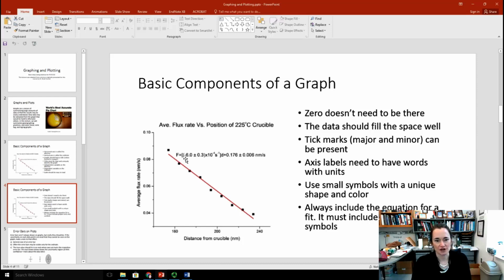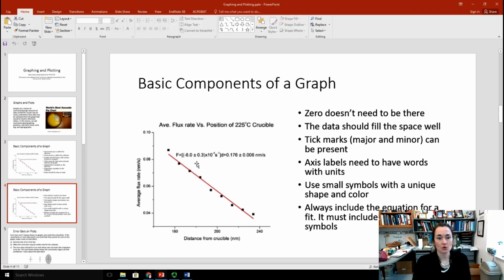Now you should also see here I've got a red line, and that's a linear fit to my data. So if you're doing a fit to your data in some form, then for 2210 and 4210, we want you to also put the equation for the fit on the graph as displayed.